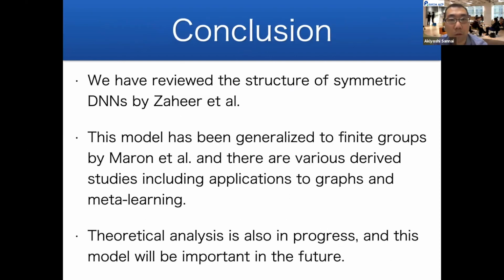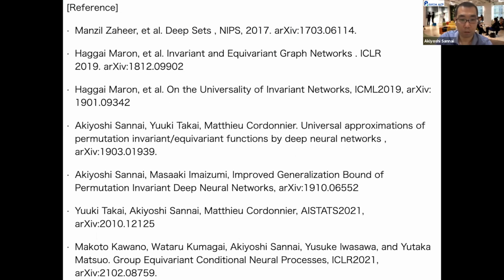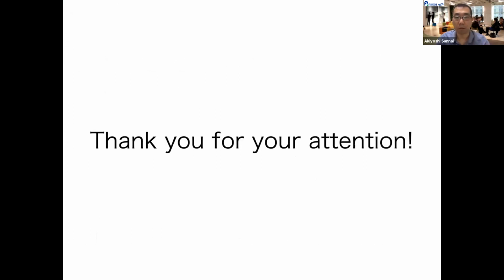Okay, so this is the conclusion. We have reviewed the structure of symmetric deep neural nets by Zaheer et al., Deep Sets. This model has been generalized to finite groups by Maron. There are various derived studies, including application to graphs and meta-learning, and theoretical analysis is also in progress. And such models will be important in the future too, I believe. Okay, this is the reference. Thank you for your attention.